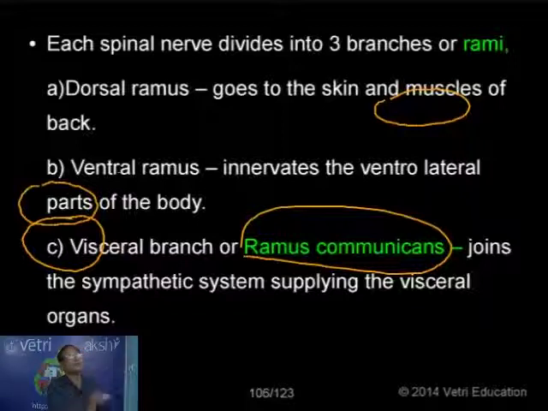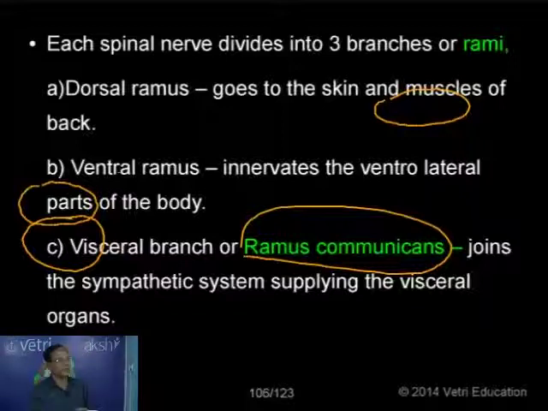Now the dorsal ramus normally goes to the skin and the muscles of the back. Then the ventral ramus normally innervates the ventral lateral parts of the body. And the visceral branch, or sympathetic rami, or ramus communicans, joins the sympathetic nervous system and its ganglia, supplying the visceral organs. That is why it's called the visceral branch.